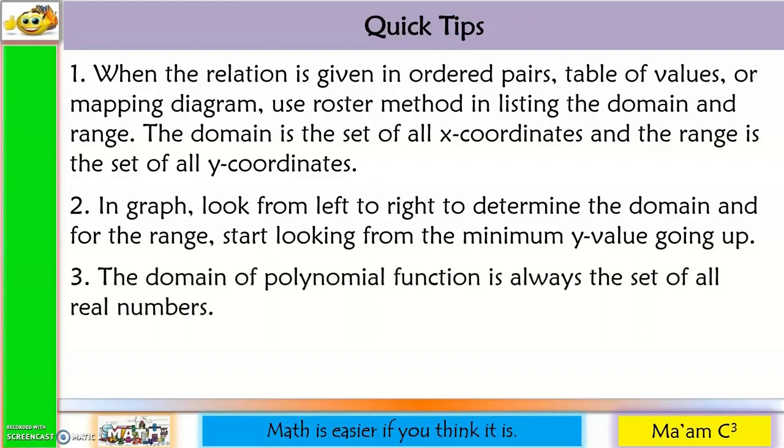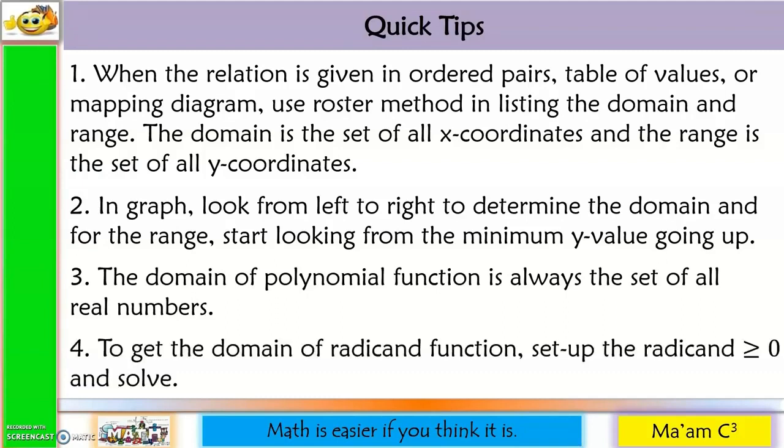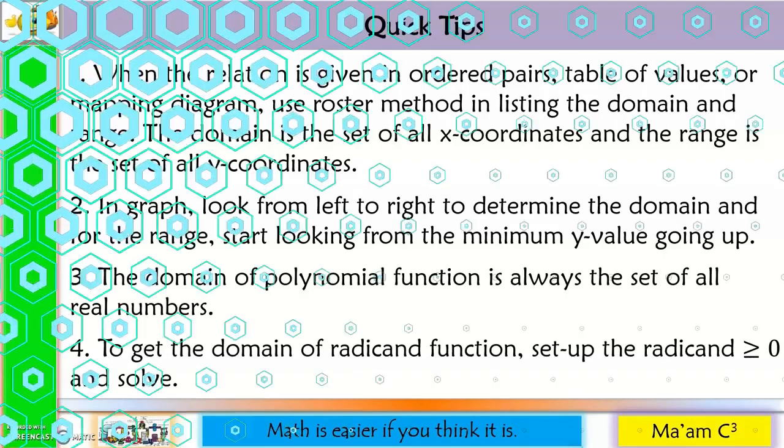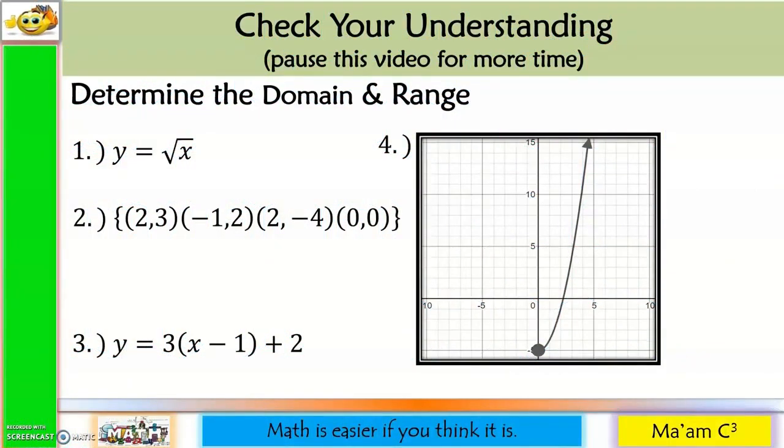Number 3, the domain of a polynomial function is always the set of all real numbers, whether linear, quadratic, or cubic. Number 4, to get the domain of a radical function, set up the radicand greater than or equal to 0 and solve. Now, it is time to check your understanding. Pause this video if you need more time.